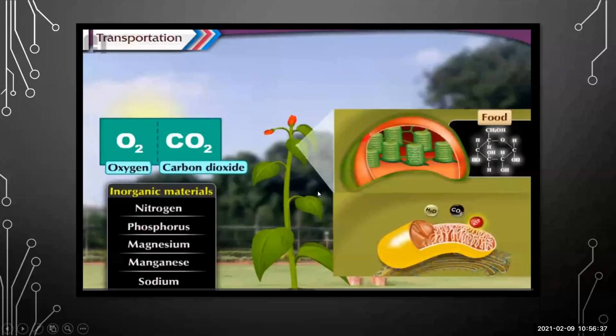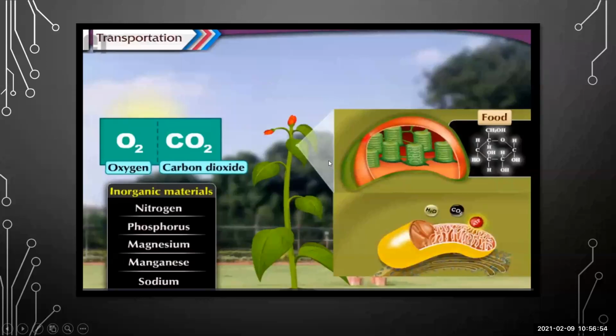Okay, and from where do the plants get these inorganic materials? Yes, plants get these inorganic materials from the soil. And oxygen is given out in the air, and carbon dioxide from the air is taken by the plants.